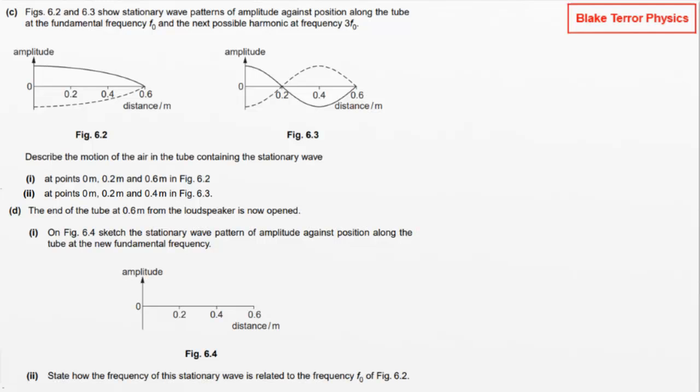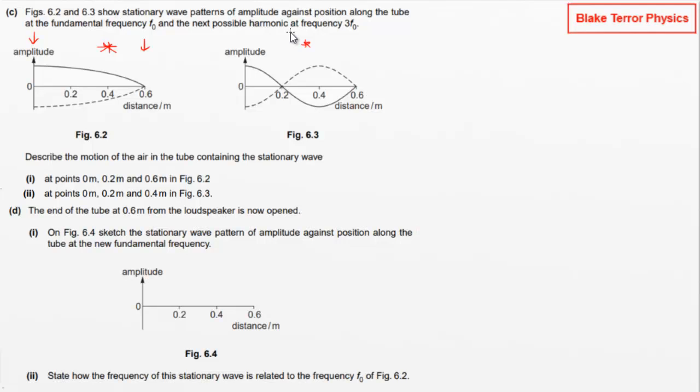Figures 6.2 and 6.3 show stationary wave patterns of amplitude against position along the tube at the fundamental frequency and the next possible harmonic at 3 times the fundamental frequency. Right, and we have to have this set up because at the open end of the tube we have to have an antinode, and at the closed end we have to have a node. So if you're going to keep that set up, then that's clearly going to be your fundamental, and then the next one up is going to have to be this. Describe the motion of the air in the tube containing the stationary wave.